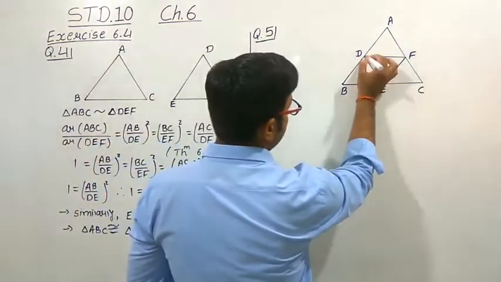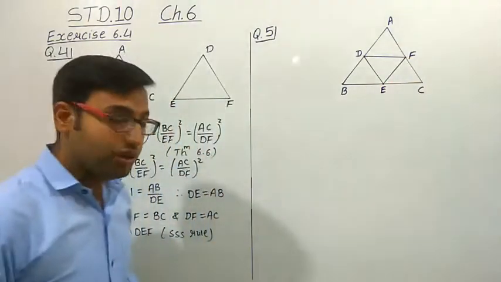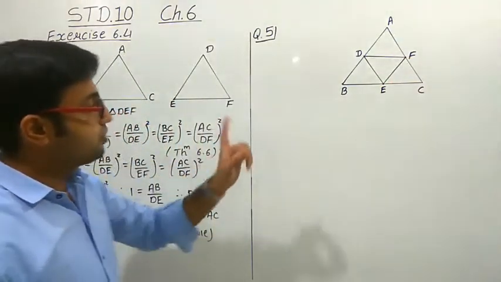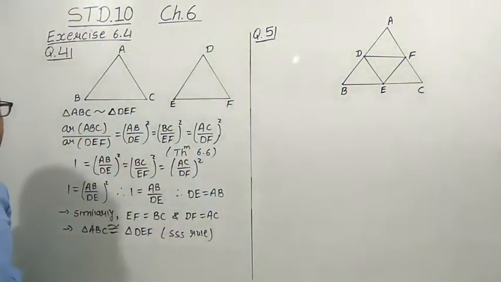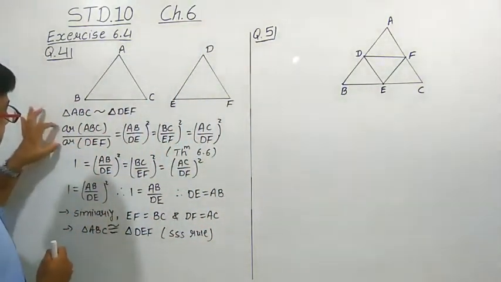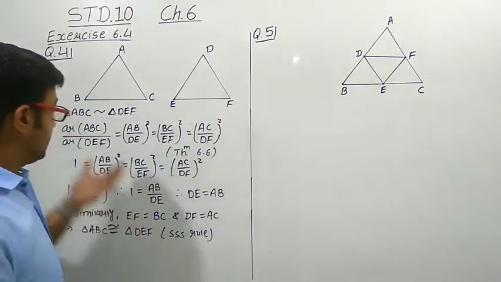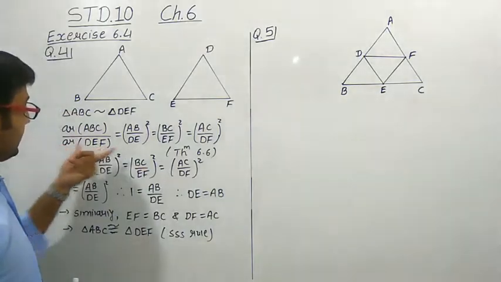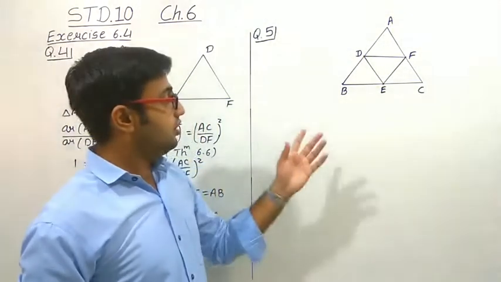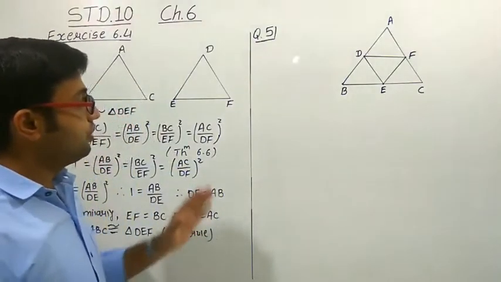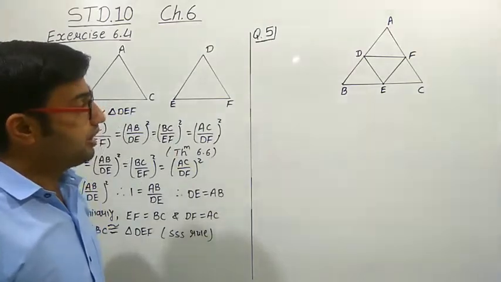Okay, so whatever we have studied in this chapter, we know that if we can prove these two triangles DEF and ABC similar, then according to theorem 6.6, we can write their ratio according to their sides, right? There is a relation between the area and the side. So here we have to prove that triangle ABC and DEF are similar. So how can we do this?